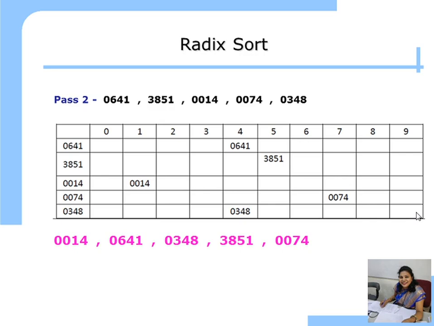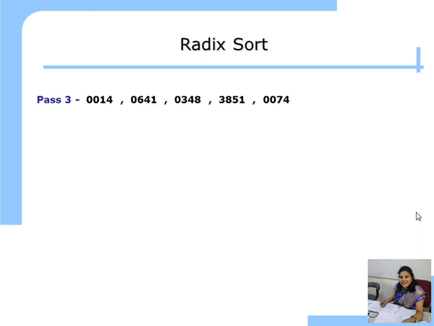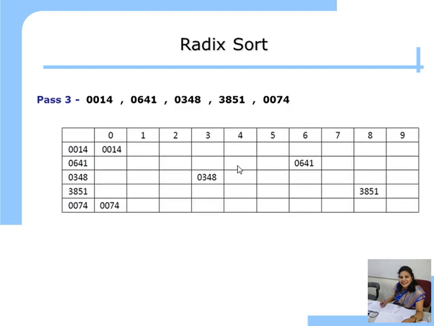Is it sorted? No, it is still not sorted. So we go for the next pass. The output of pass 2 is the input of pass 3. Again we write it down vertically. Since it is pass 3, we consider the 100 position. In pass 1 we consider the unit position, in pass 2 the tens position, and in pass 3 the 100 position.